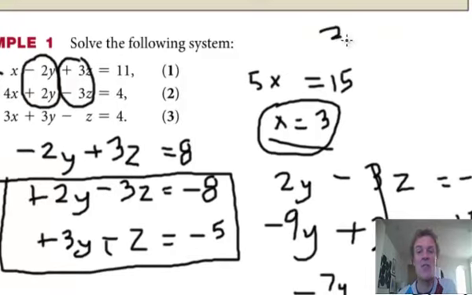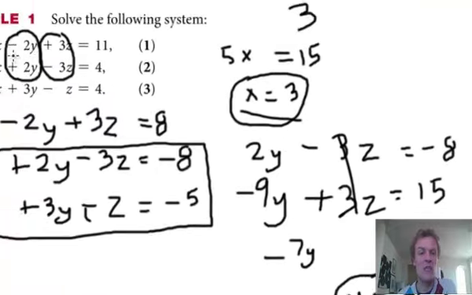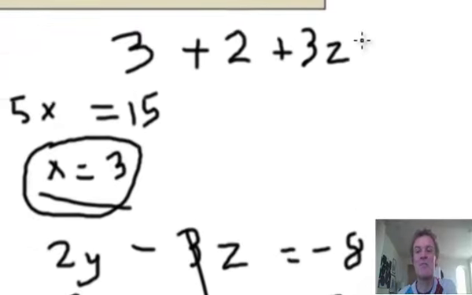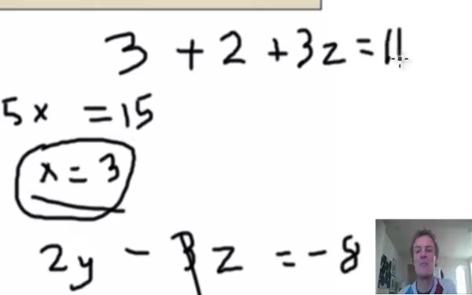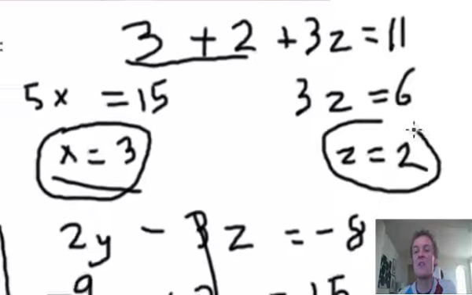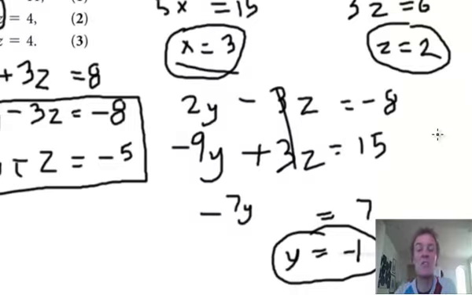Okay, x is 3. 3 minus 2y, y is -1, so -2 times -1 is positive 2. Plus 3z equals 11. Okay. Right, this is 5, so take away 5 from both sides. 3z equals, take away 5, I'll get 6. So z equals 2. Okay, there you go. That's how you do systems of equations in 3 variables.